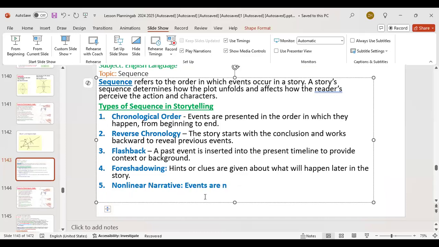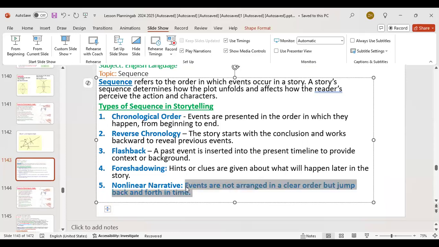So in a non-linear narrative, events are not arranged in a clear order, but they jump back and forth in time. Non-linear narrative, okay? Good.